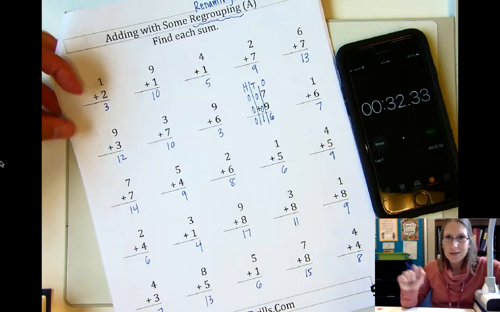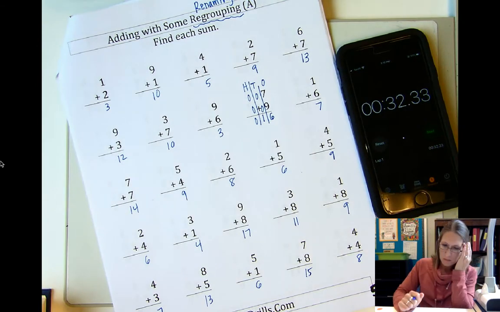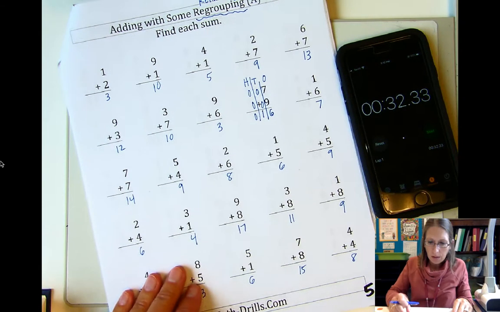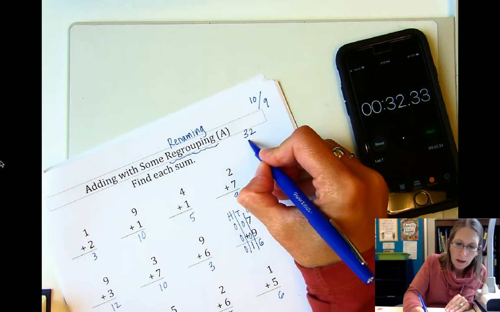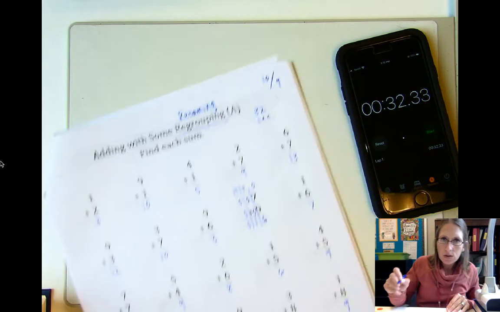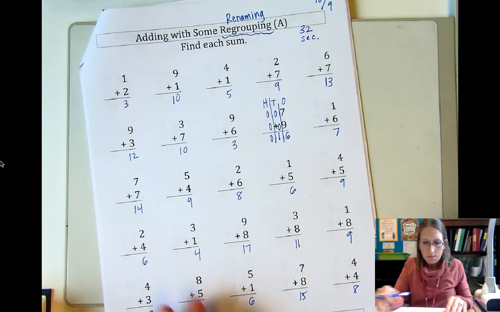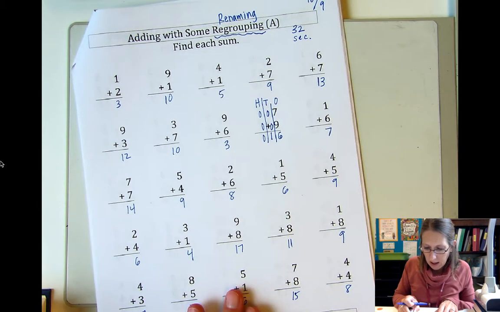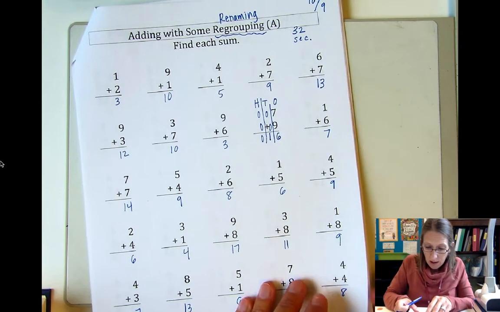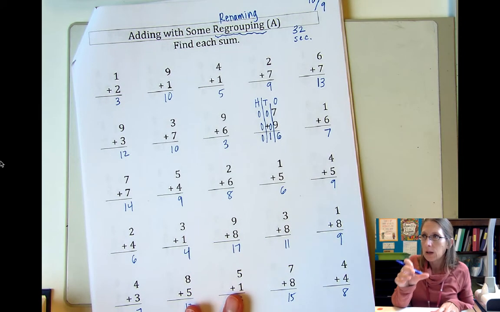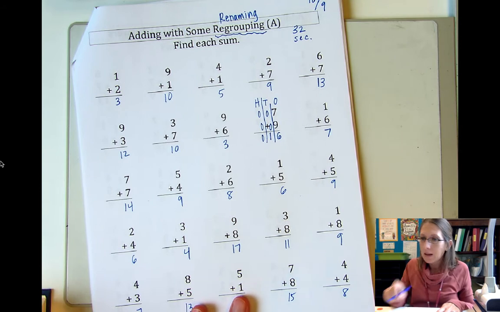Oh, almost 32 seconds. All right, well, that's not too bad, Miss Taylor. I'm going to write my time here. 32 seconds. Okay. I keep trying to get better and better each day. I'm competing against only myself. So if you are doing this with a friend, I know some of you are kind of working together, remember, you're only competing against yourself.